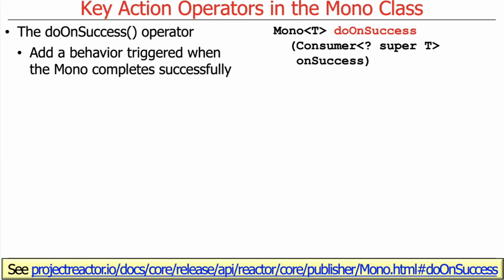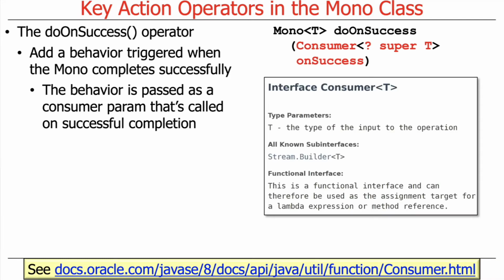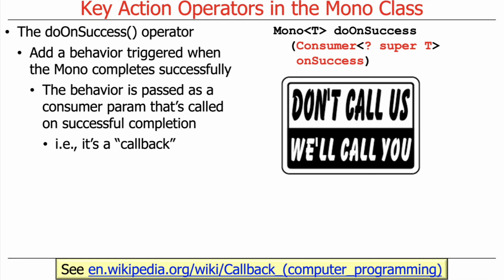We're going to take a look here at the doOnSuccess action operator. And what this does is it adds a behavior that will be triggered when the mono completes successfully. So here we have the method doOnSuccess. It takes a parameter, which is a behavior, which in this case is a consumer. Consumer is just a good old functional interface from Java 8. And it basically is being used as a callback. So this consumer on success will be called back if the mono it gets is a successful completion from the previous stage. So hopefully you know what a callback is. It's just a way of being able to have some side effect.